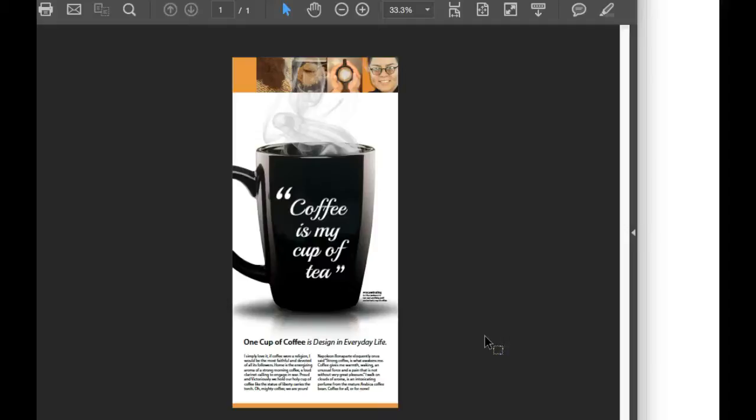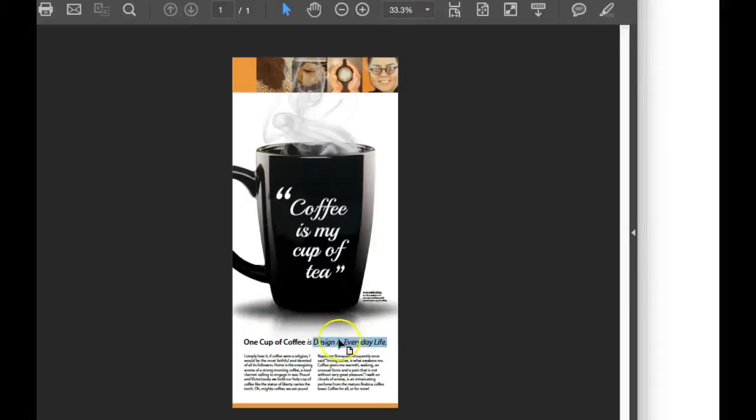The message is design in everyday life. So you look at the poster and say, okay, this designer is looking at things that are designed in everyday life and how they impact that person's life. Well, we're not getting that. I think that's a really important headline or tagline or byline or whatever you want to call it, because right now that message is being diluted. It's third in the typographic hierarchy. This is first, coffee is my cup of tea. One cup of coffee is second, and then design in everyday life.